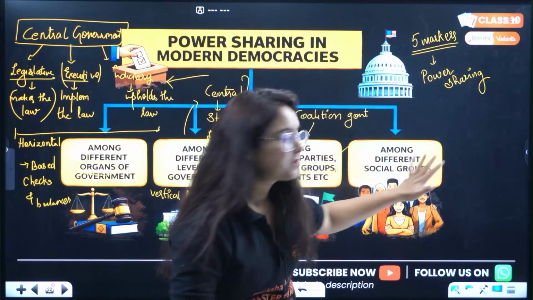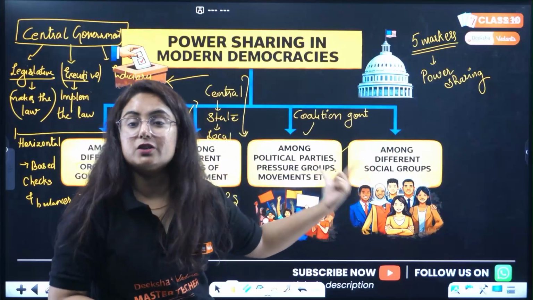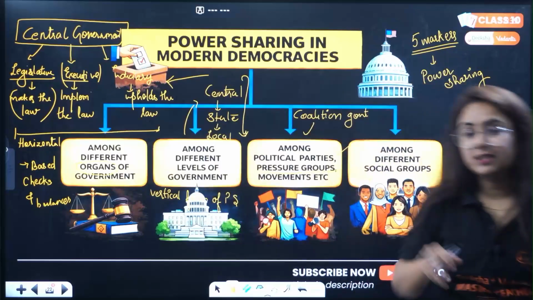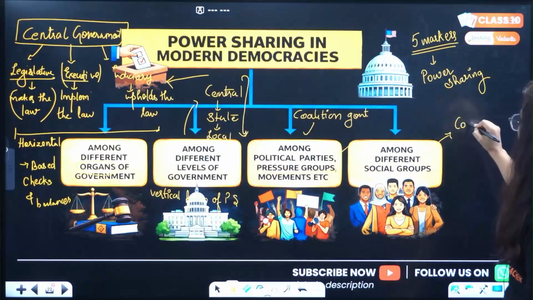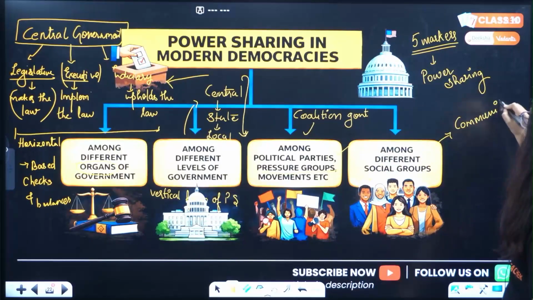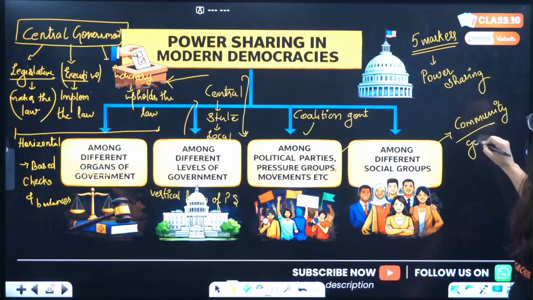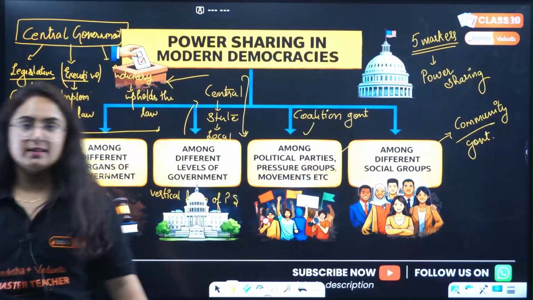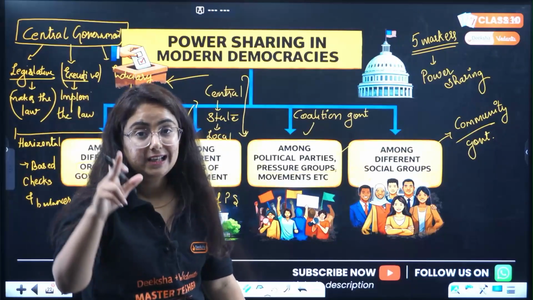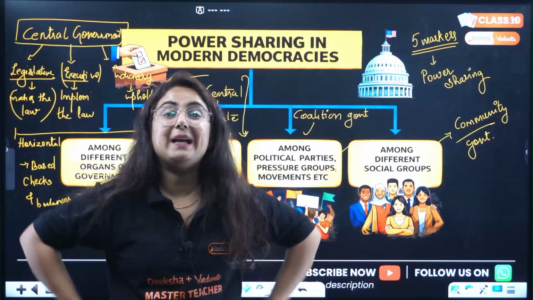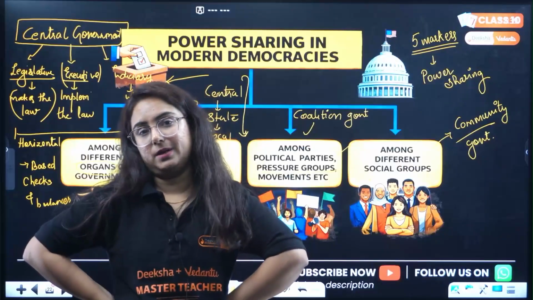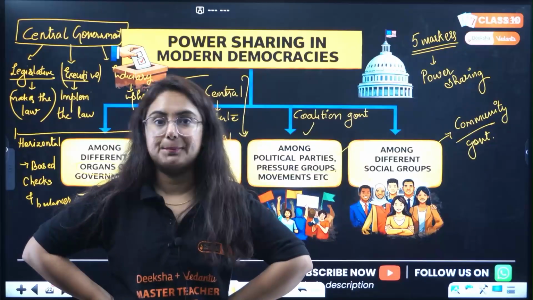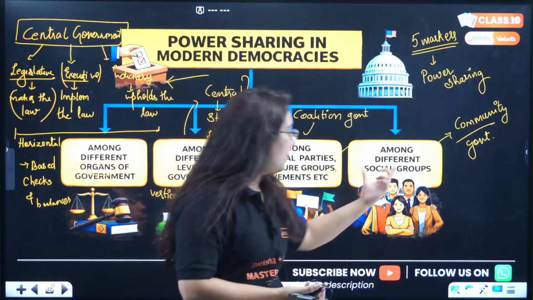Okay? Last but not the least, among different social groups. The best example for this we studied in the chapter is community government. What are the social groups? The people who speak different languages, follow different cultures, religions, etc. These are different social groups. In community government, what is being done? Power is shared among them. So this is a form among different social groups.